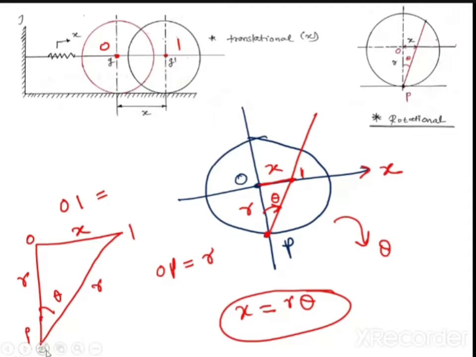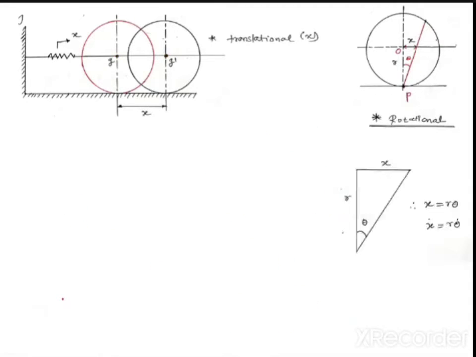Now tell me, are both concepts clear to you? Is it clear? So see here, this is point P, this is point O, and let me call this point 1. So this is also r. So x is equal to r theta. Clear? Yes or no? Tell me right now. Both motions are done, translational and rotational. Is it clear to all of you? Be fast. Yes, very good.